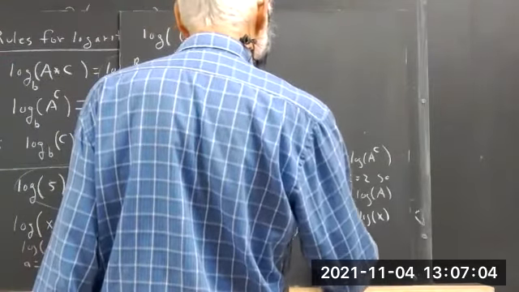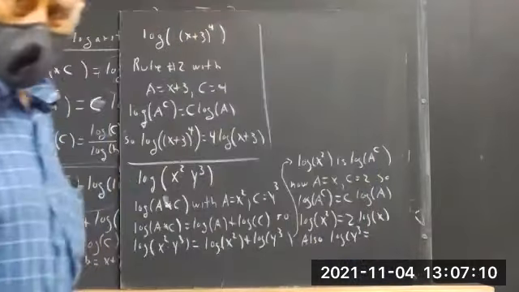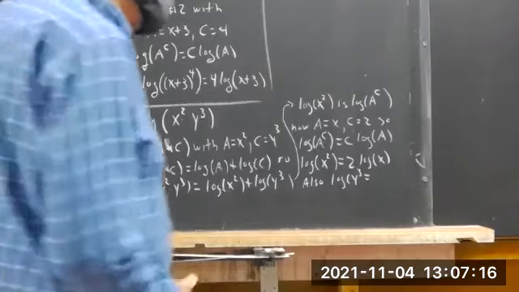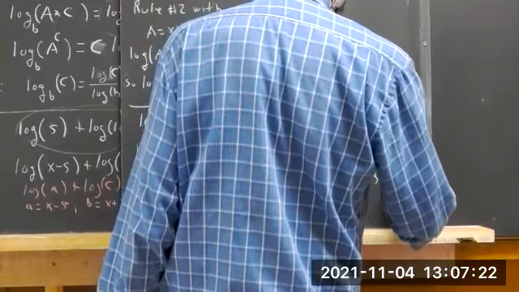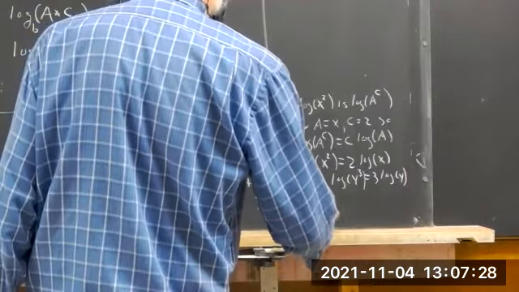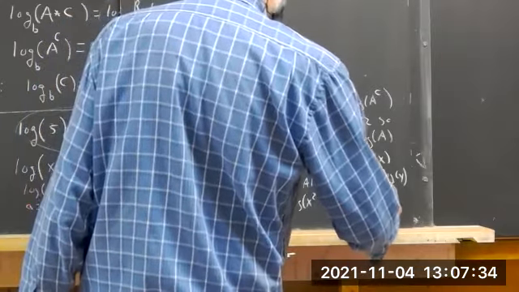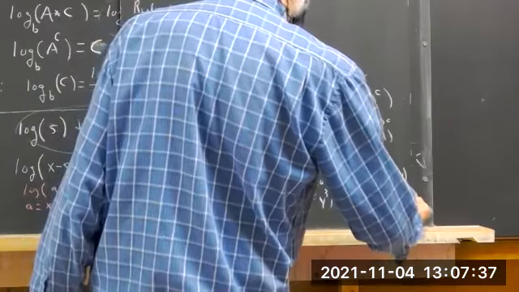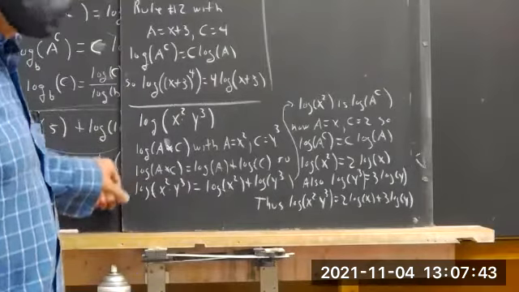And then also the log of y cubed. Again, down near the watermark. Log of y cubed is 3 log of y. Thus, log of x squared y cubed is 2 log of x plus 3 log of y. Okay.